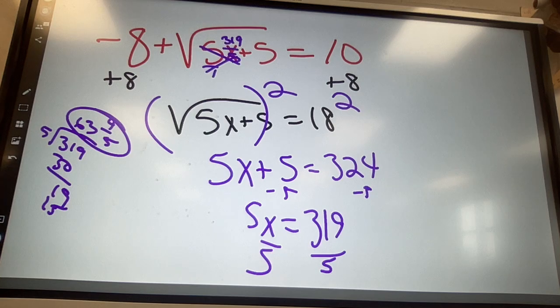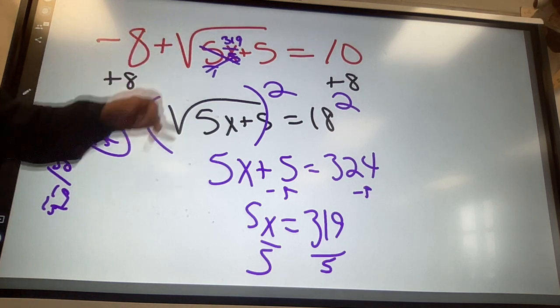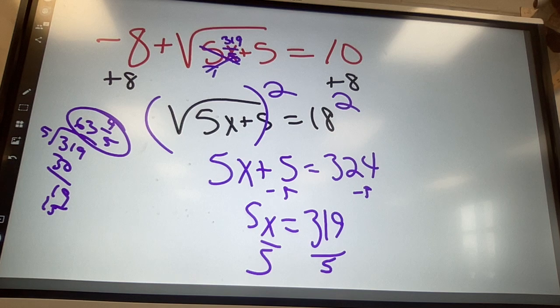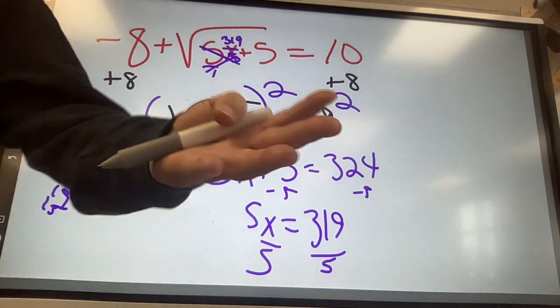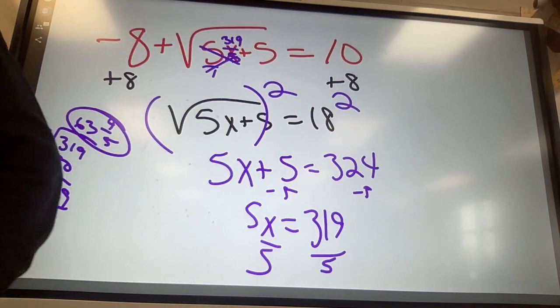Is it 18? What's negative 8 plus 18? 10. Woohoo!